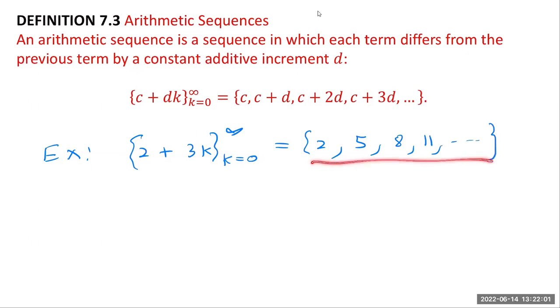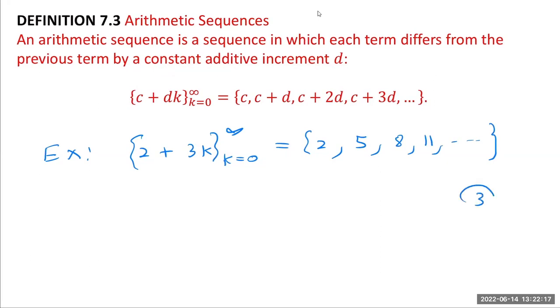What is the special property of this sequence? If you take the difference between any two adjacent terms, that's going to be a constant. That constant is, of course, 3 in this case. Okay, that's what we call the constant additive increment. That constant additive increment in this case is 3.